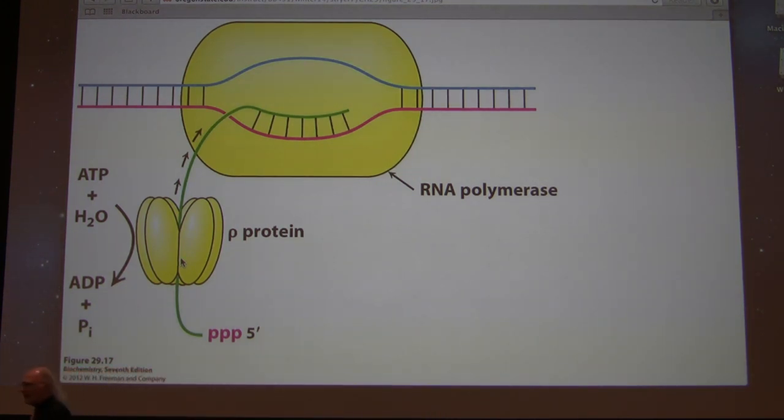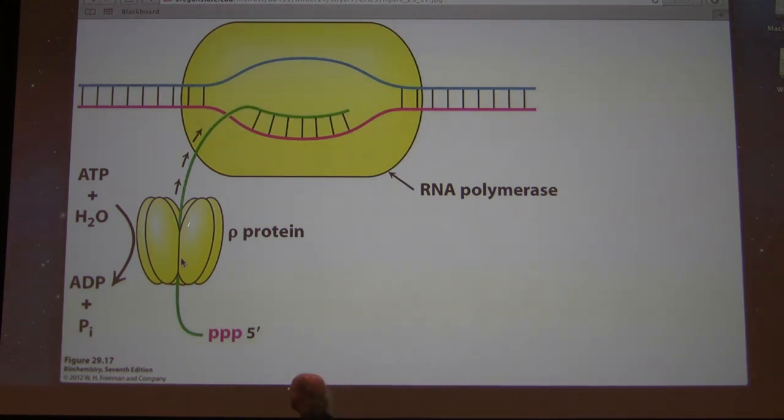It looks kind of like the beta clamp, except it's got several subunits. By the way, that's the Greek letter Rho. It looks like P, but it's actually the letter Rho. All right? What this protein does is pretty cool. Now, this protein results in termination that's not precise. It won't always stop at the same place, but it will generally stop at about the same general place in transcription. How does it work?